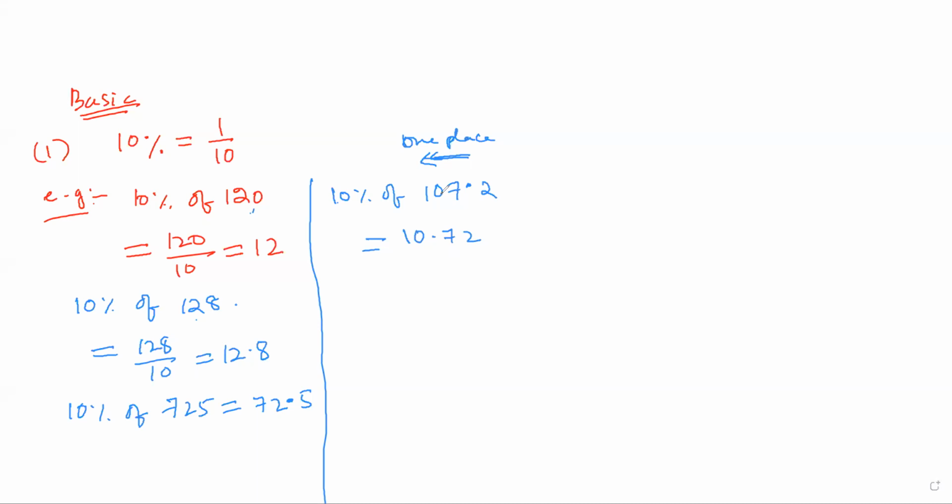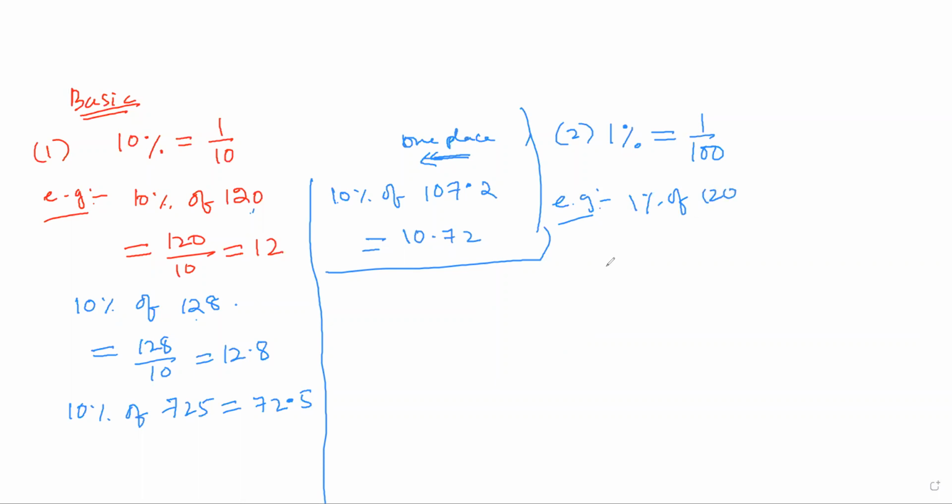So this is the concept of 10%. Now on the same line let's calculate 1%. 1% is nothing but 1 by 100. So the 1% of 120 is nothing but 120 divided by 100, and that will be 1.2.